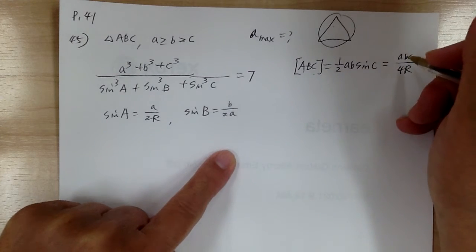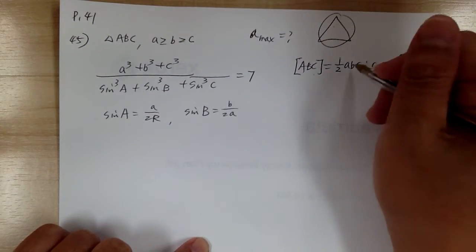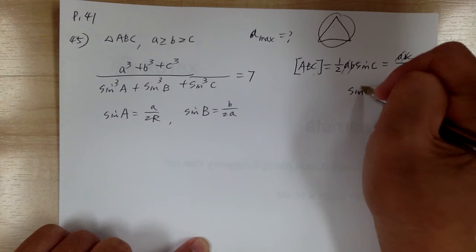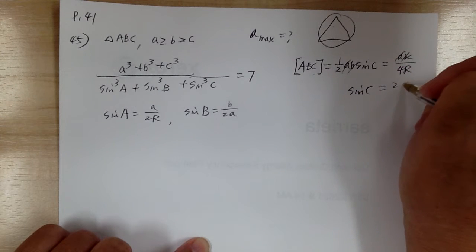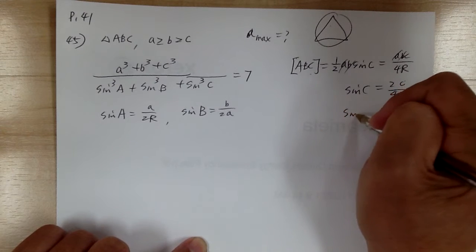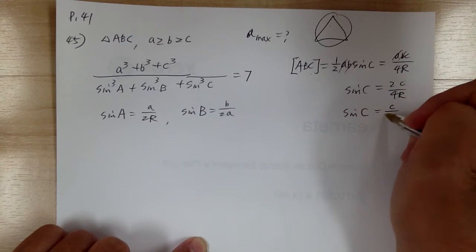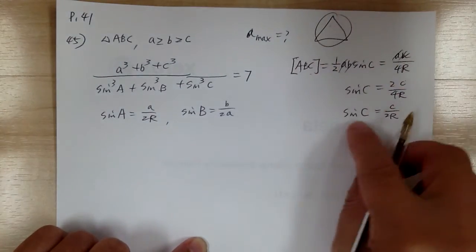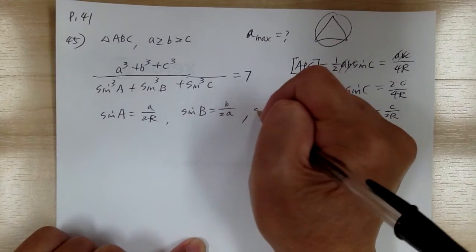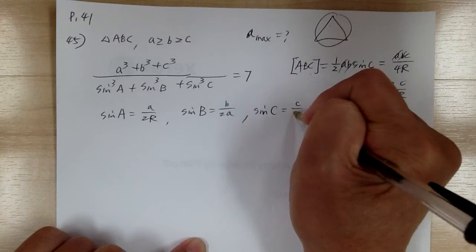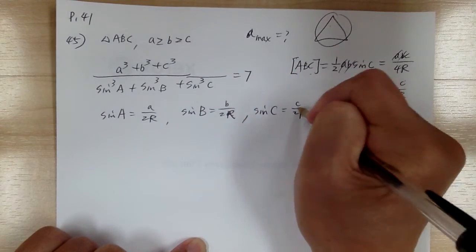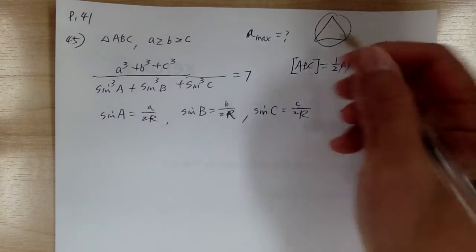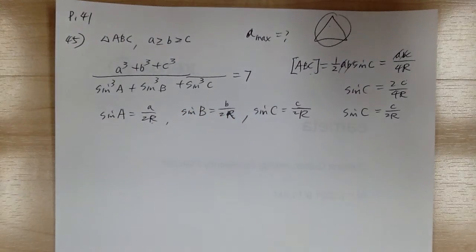So when you simplify, a and b cancel out, and then you multiply by 2, so you get sine C equal to 2c over 4R, and then sine C equal to c over 2R. Then you're just switching the letters, because the triangle just rotates. So that's where these came from. Therefore sine C equals c over 2R, and again sine A equals a over 2R. And again, 2R is the diameter, so if you draw a triangle, this would be like your hypotenuse.